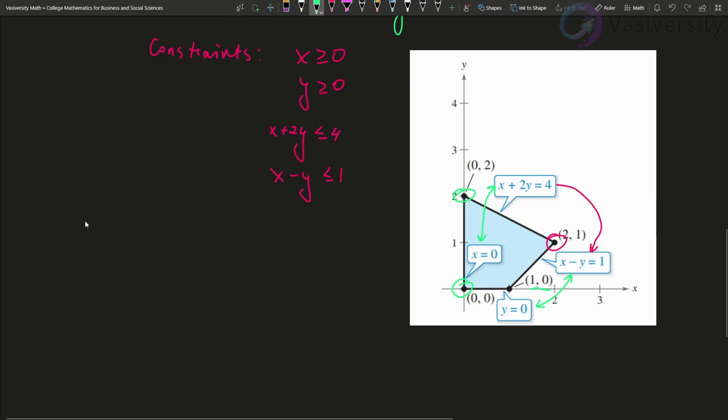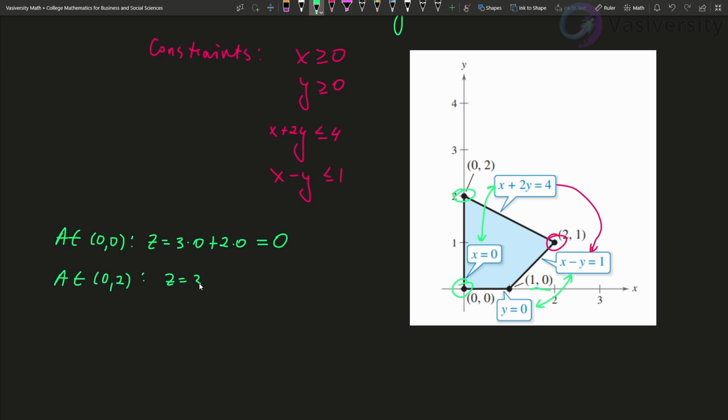at the feasible solutions. So at the first point, at (0, 0), what are we going to have? We're going to have z equal to 3 times 0 plus 2 times 0, which is equal to 0. Okay, at the second point, (0, 2), we're going to go upwards. So we're going to have z equal to 3 times 0 plus 2 times 2, which is equal to 4.